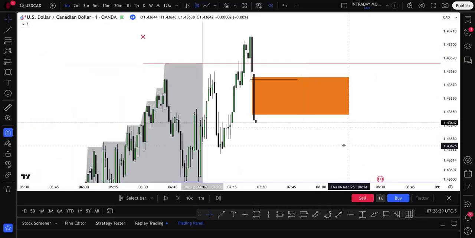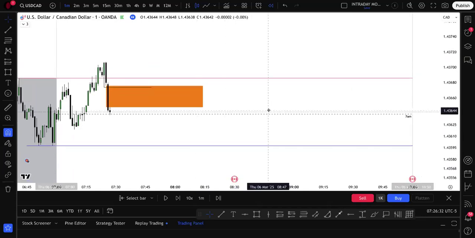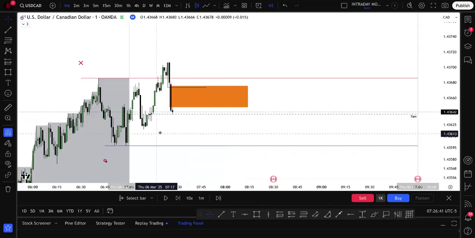So we see this PD array is physically forming in a premium, above 7 a.m. That is not by coincidence. It can't be. Market is not random. That is not by coincidence. This is where I'm looking to go short.